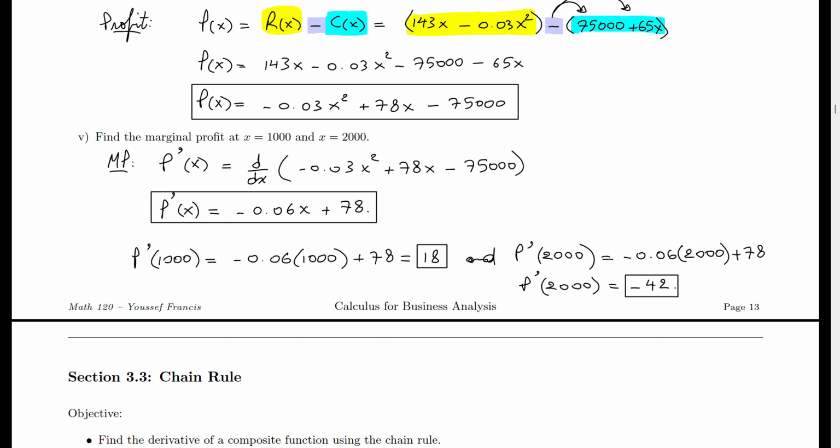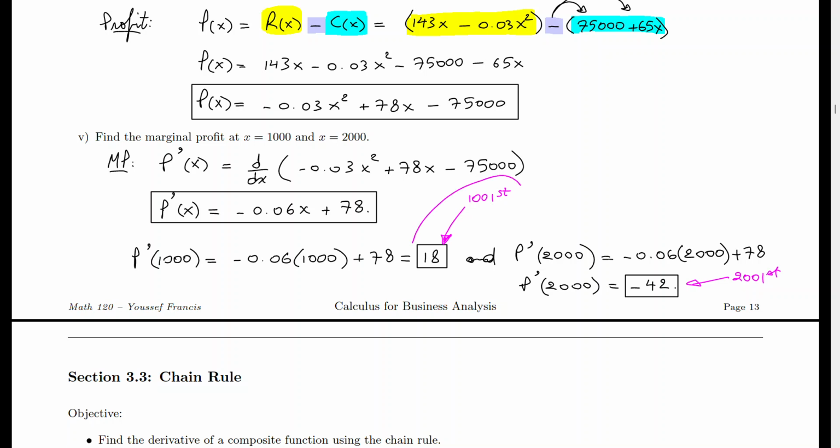So remember, the 18 over here represents the profit from selling the 1001st speaker, whereas the negative 42 represents the profit from selling the 2001st speaker. So my profit is now negative, by the way, so maybe we should stop selling these speakers at some point in time between 1,000 and 2,000. We don't know what that number is. We didn't take a moment to find it, but that's what these numbers are.